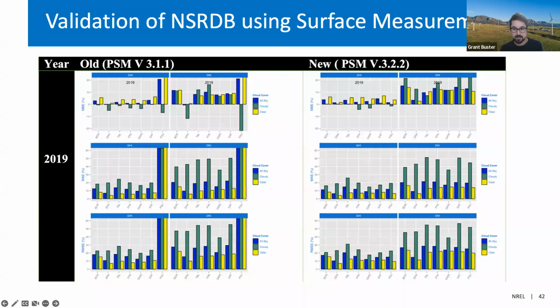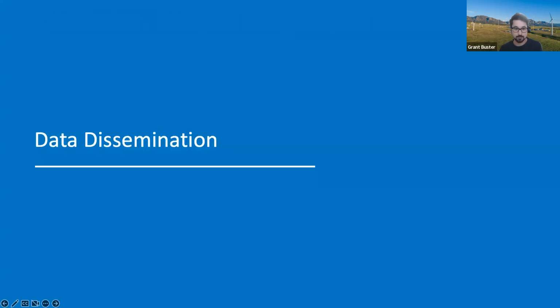Finally, just a look at the comparison between the old PSM v3.1.1, which was the previous data set that we had been releasing prior to this year, and the latest and greatest PSM 3.2.2, which we are releasing now. This is just for 2019, so this is a 2 kilometer 5-minute data set, and you can see some pretty good improvements in the validation error, especially for these most recent satellites that have higher resolution. So yeah, we're really excited about the current state of the NSRDB, the level of quality we've gotten to, and we hope you appreciate it. Thanks. Next slide. I'm going to hand it over to Nick Gilroy for some data dissemination.